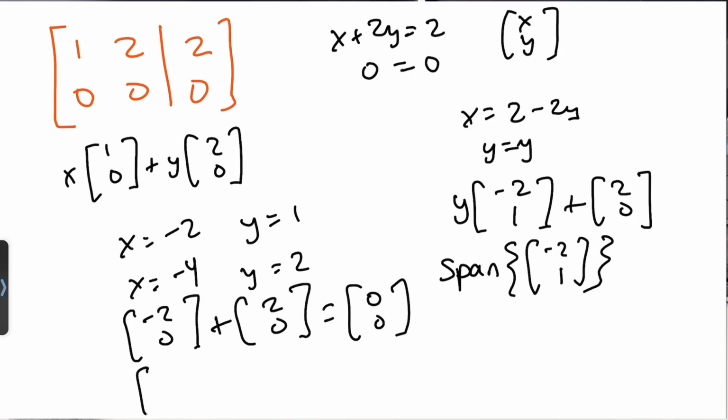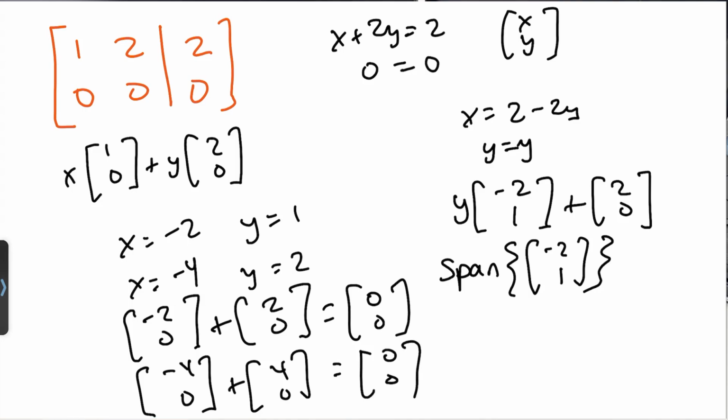Now, let's try this other one. X equals -4. So -4 times 1 is -4, and 0 is the same, plus 2 times 2 is going to be 4. And we'll notice that also equals 0, 0. So this is not linearly independent, because we just found two ways to get the 0, 0 vector.